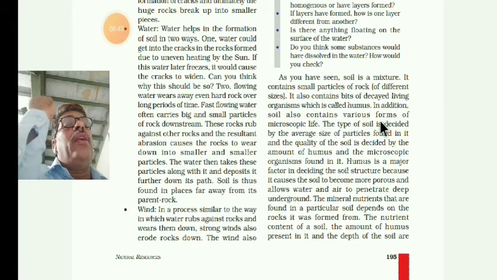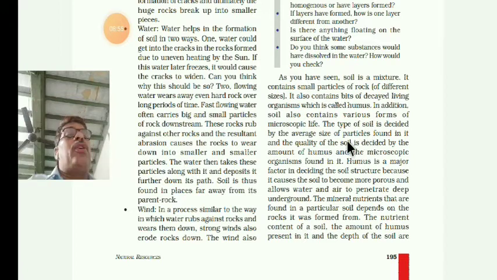Soil also contains various forms of microscopic life, microorganisms. The type of the soil is decided by the average size of the particles found in it. Remember, average size of the particles. The quality of the soil is decided by the amount of humus and the microorganisms found in it.